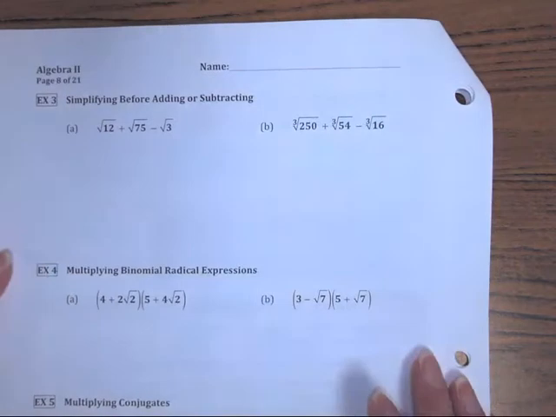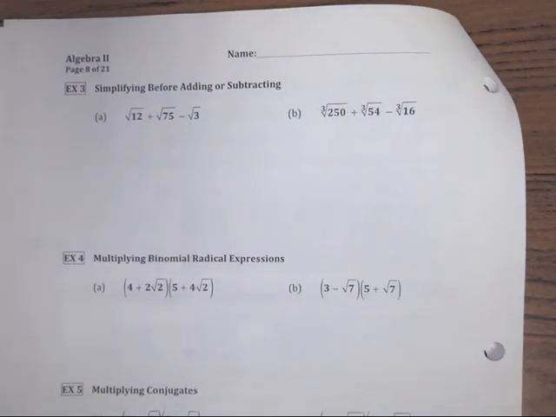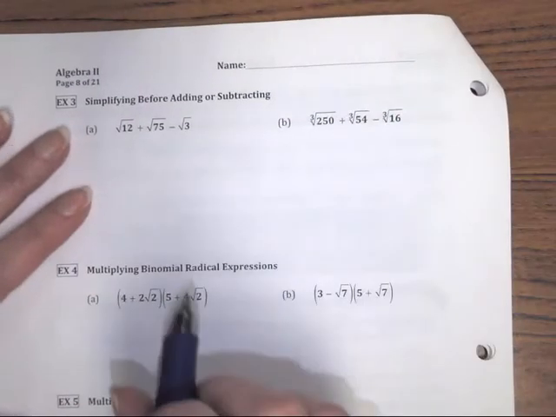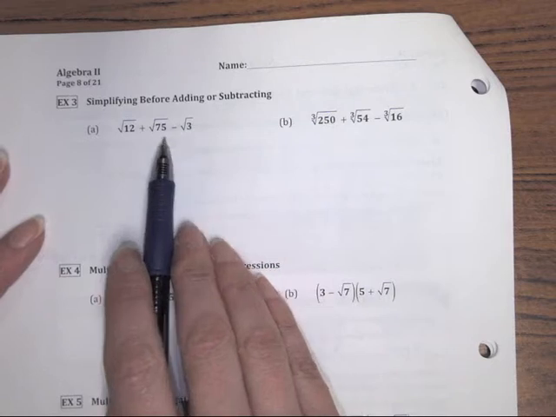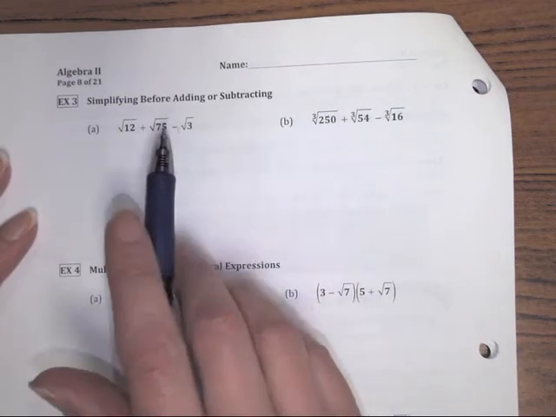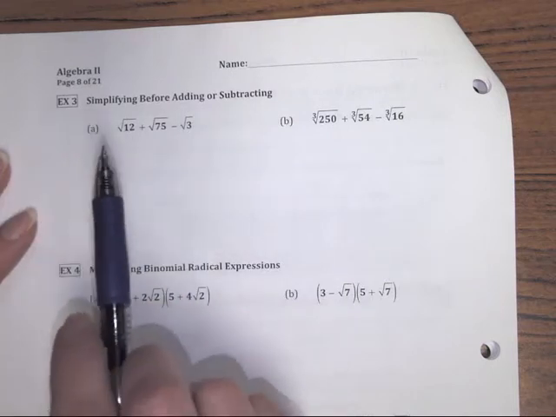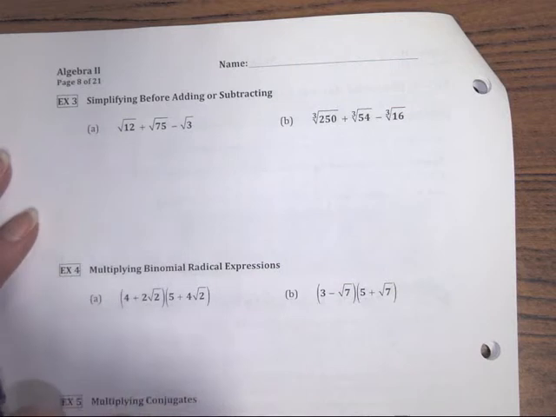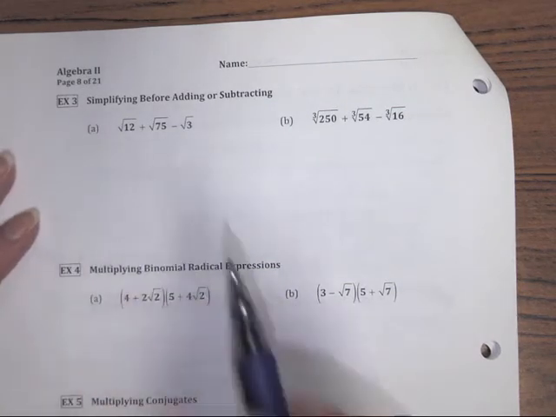Let's turn to the next page. So if you look at example 3, part A, these don't look like radicals, do they? They don't. So you can't combine them as they are. However, would you agree they might be able to be simplified? And once simplified, maybe we will have some like radicals. So that's what we're going to do. We're going to see if we can simplify.